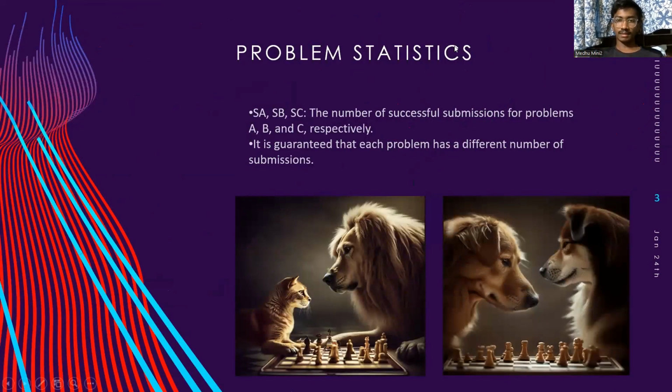Problem statistics. SA, SB, and SC are the number of successful submissions for problems A, B, and C respectively. It is guaranteed that each problem has a different number of submissions.